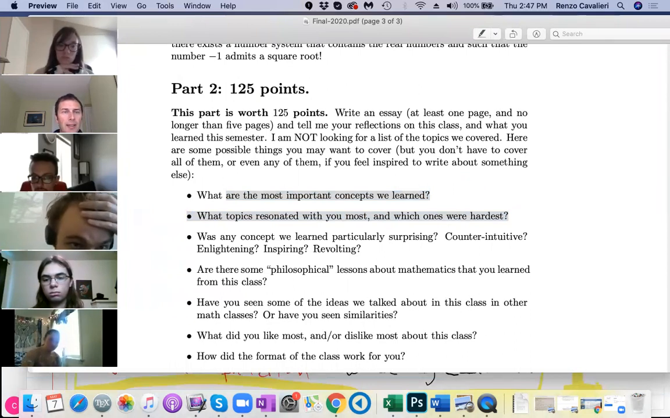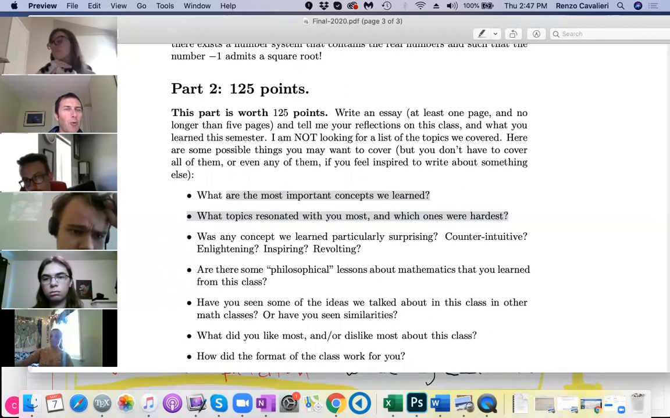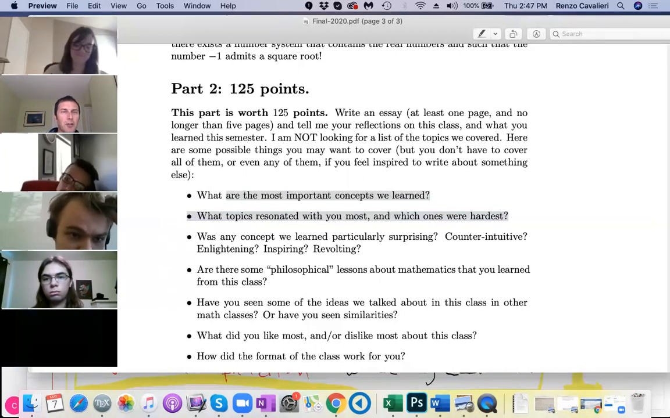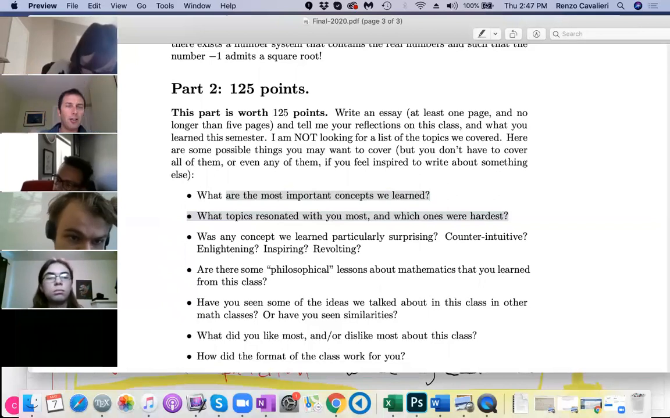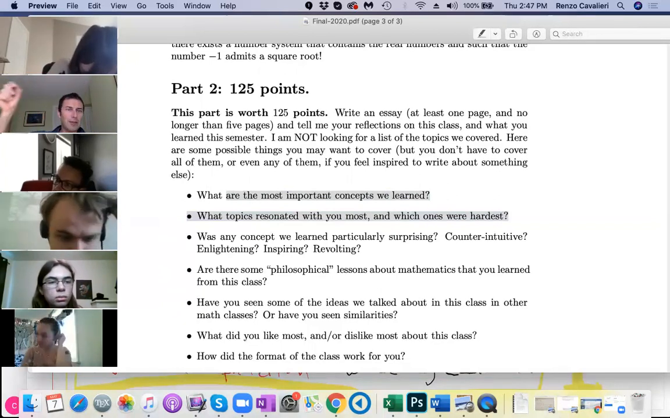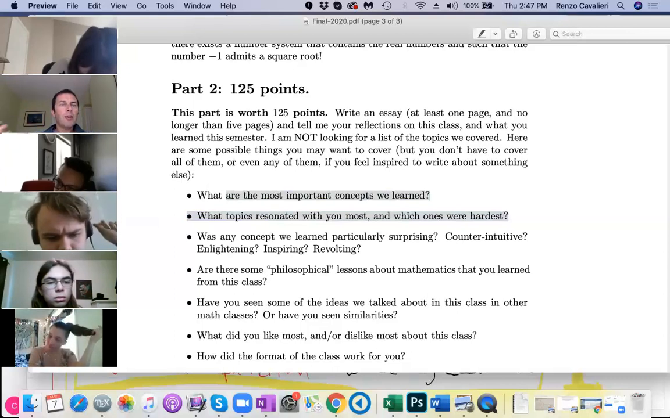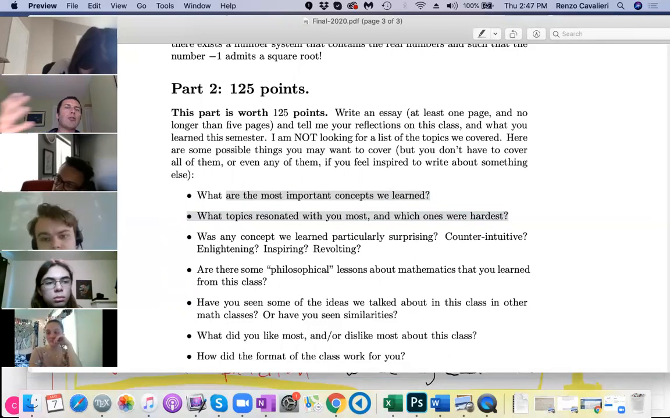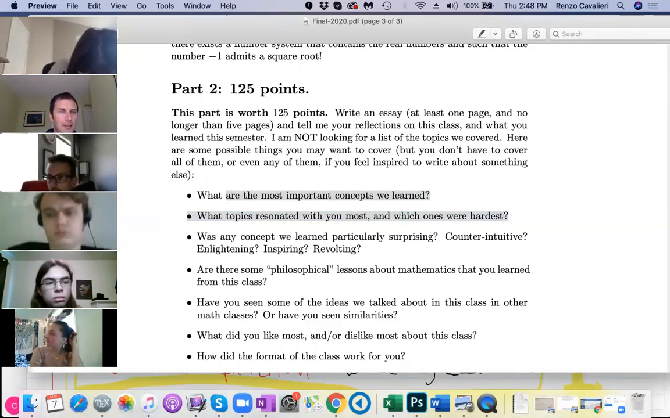The only thing I would ask you not to do is to just put a list of topics, because I know what topics we covered. I don't want an essay which is like, in unit 1 we did this, in unit 2 we did this, in unit 3 we did this. Really, I want a reflection across units about the main ideas that came out.